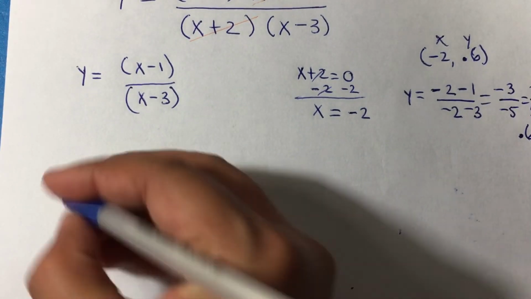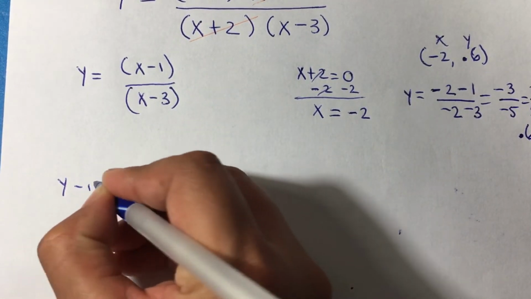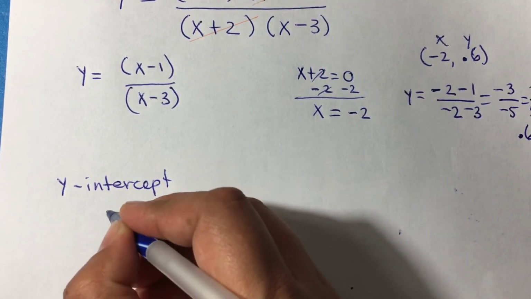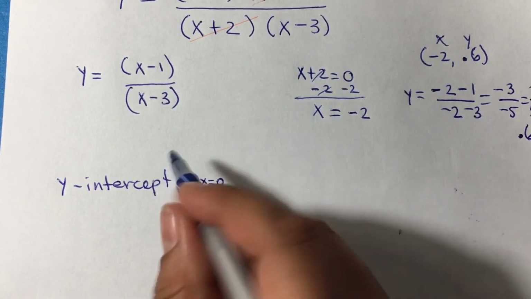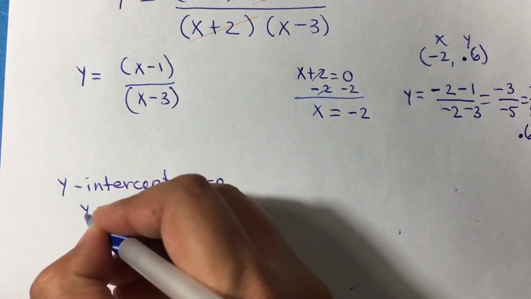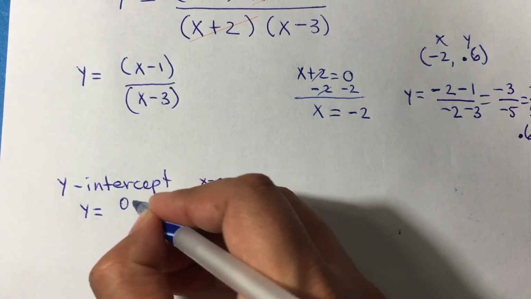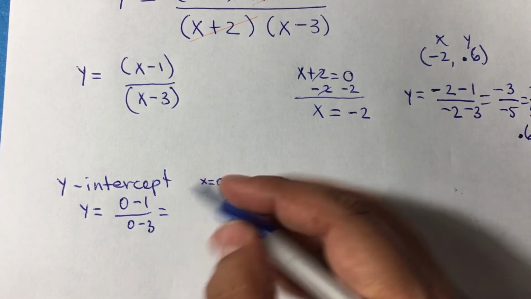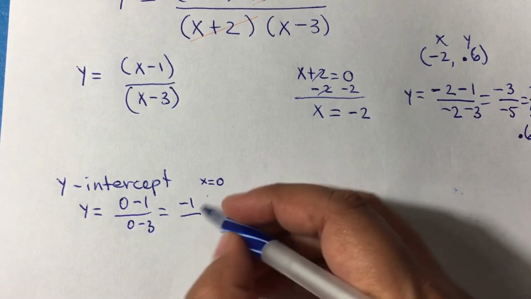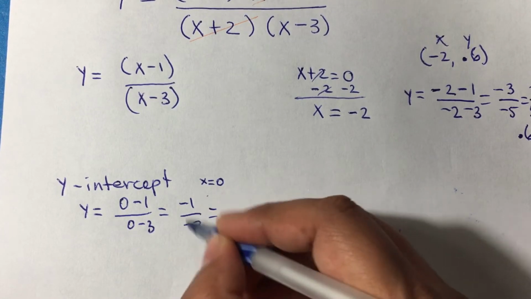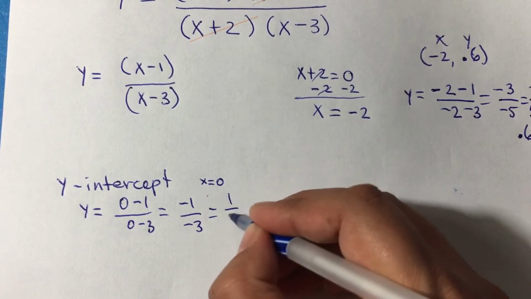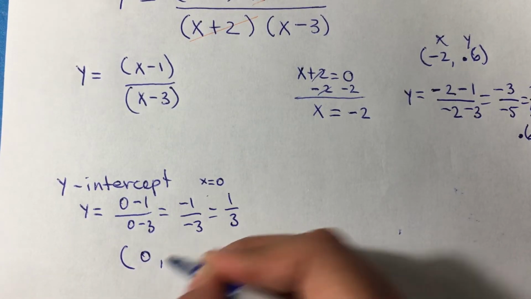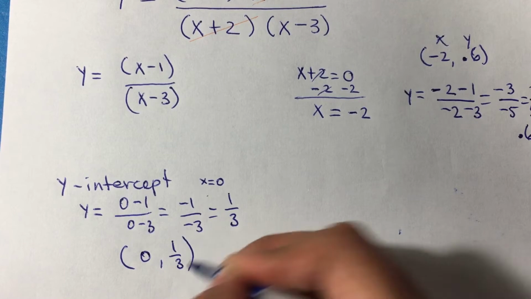Okay, so if you don't need to do the table for the y-intercept, x will be 0. So I replace x in there with 0. y equals 0 minus 1 over 0 minus 3. 0 minus 1 is negative 1. 0 minus 3 is negative 3. Negative divided by negative is positive 1/3. So my y-intercept is (0, 1/3).